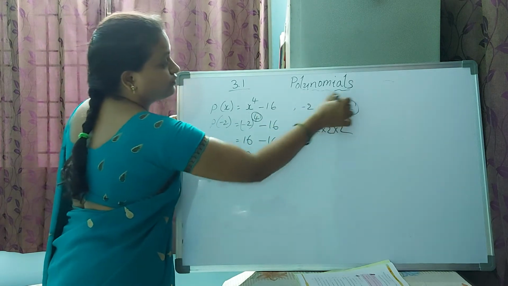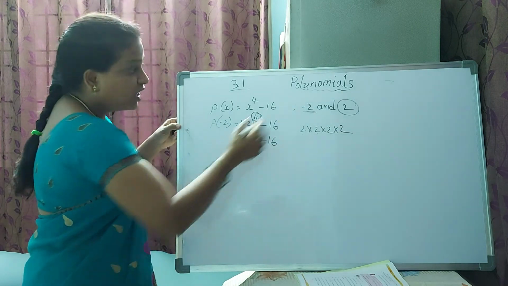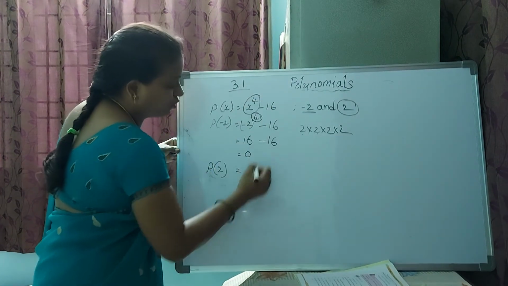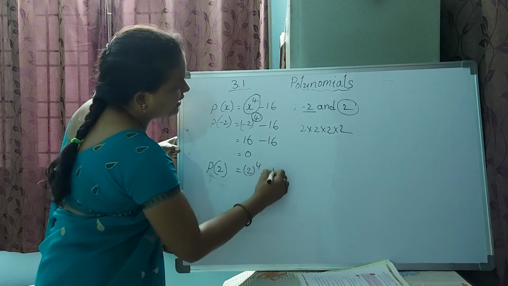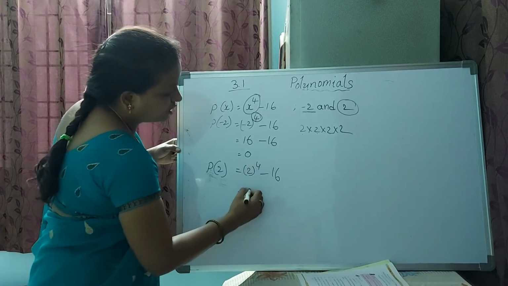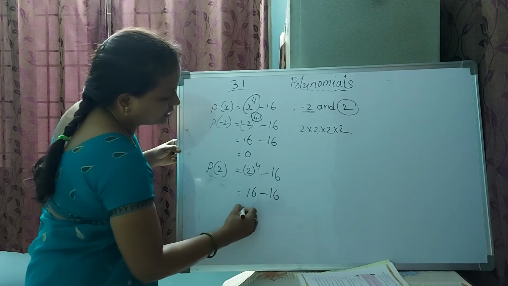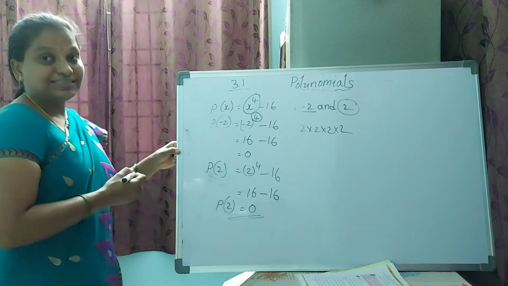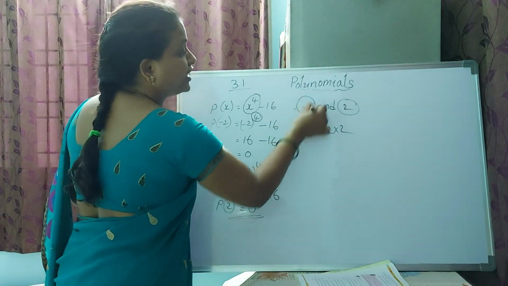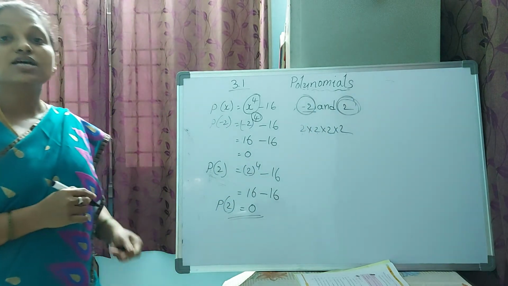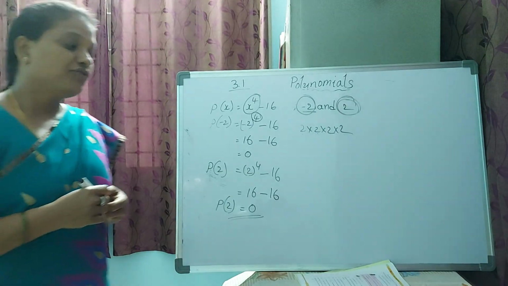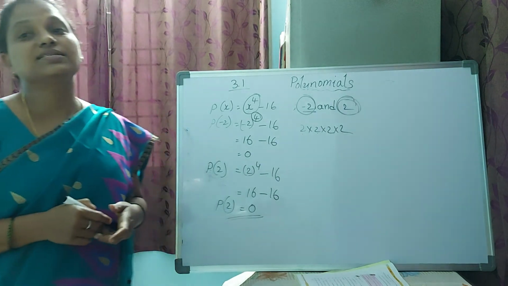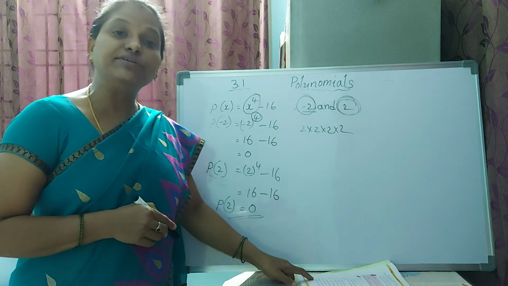Let us check this 2. This minus 2 we completed. Now we'll see P of 2 is equal to, instead of x power 4, you write 2 power 4 minus 16. So 2 power 4 is nothing but 16. 16 minus 16 is equal to 0. So P of 2 is equal to 0. That means minus 2 and 2 are called zeros of the polynomial. The fifth one you can do on your own. That means we completed today's exercise 3.1. Okay. The fifth one you do on your own and check the answers.